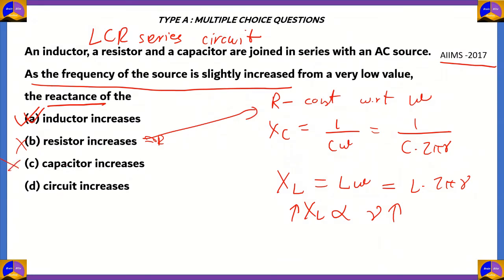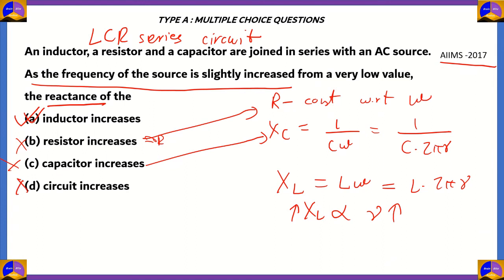Option C is incorrect because in the case of a capacitor, the reactance decreases. And option D, circuit increases. This is not possible because as we increase the frequency, XL might increase, but XC also decreases at the same time. So therefore, there is no net change due to the small value of the increase or decrement. So option D is incorrect.